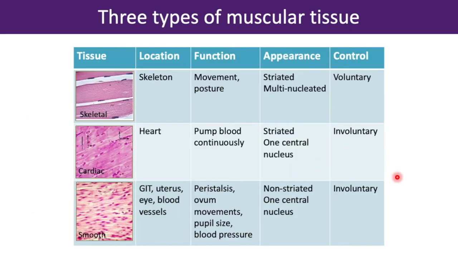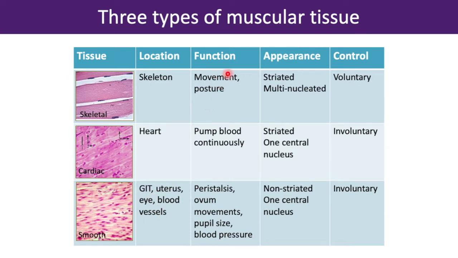There are three types of muscular tissue: skeletal, cardiac, and smooth muscle. These three types of muscle differ in their location, function, appearance, as well as control. Skeletal muscle is mostly attached to the skeleton. Cardiac muscle forms the heart, whereas smooth muscle can be found at various places in our body, such as the GI tract, uterus, eyes, and blood vessels.